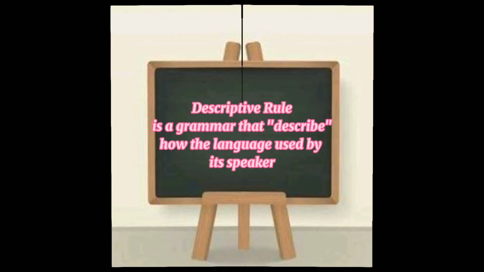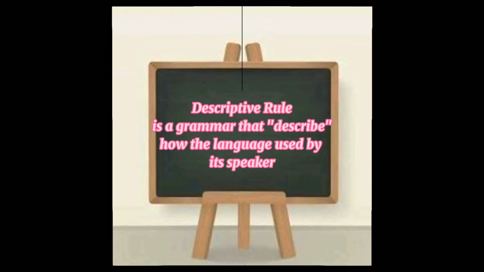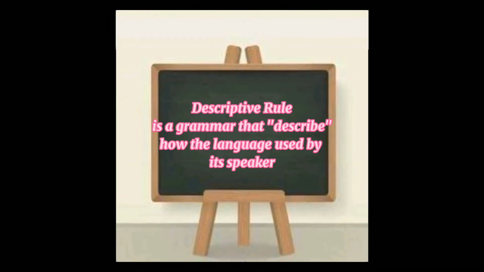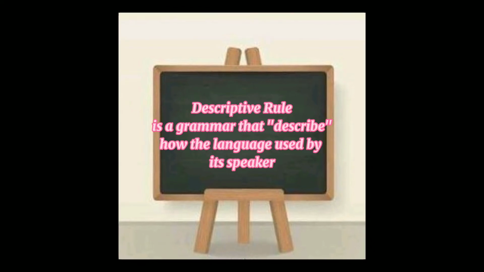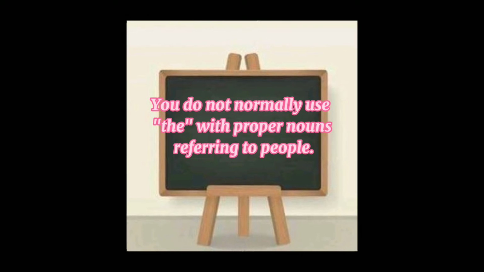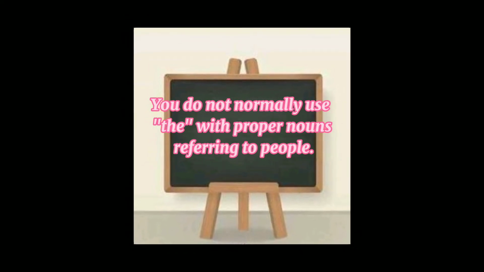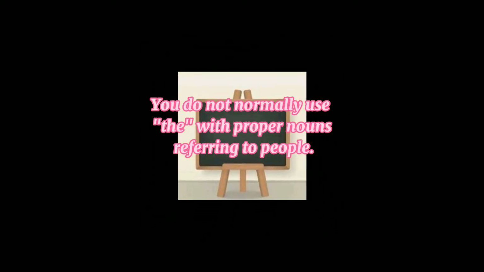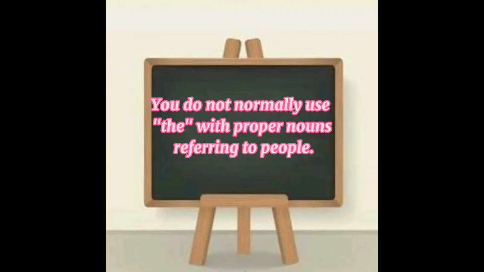Let's proceed now to the descriptive rule. So descriptive rule is a grammar that describes how language is used by its speakers. So first, descriptive rule is you do not normally use the with proper nouns referring to people. So the is used before a noun and before most plural proper nouns and some singular proper nouns. But it cannot be used with the names or proper nouns that identify a person.